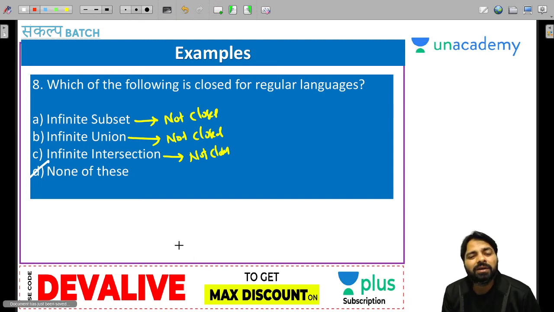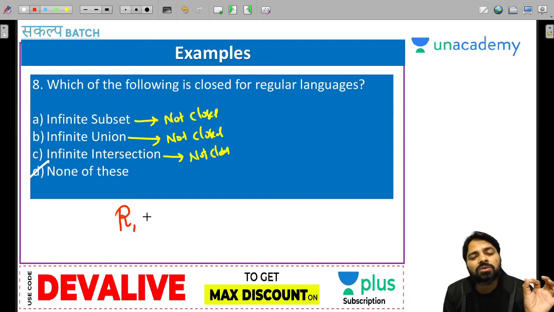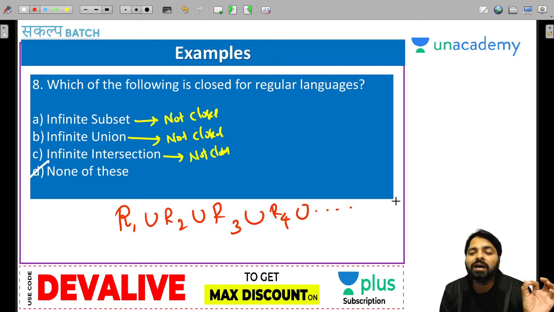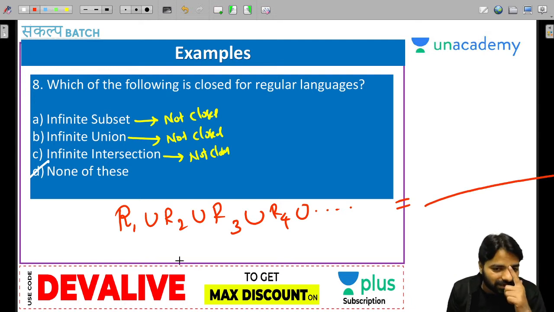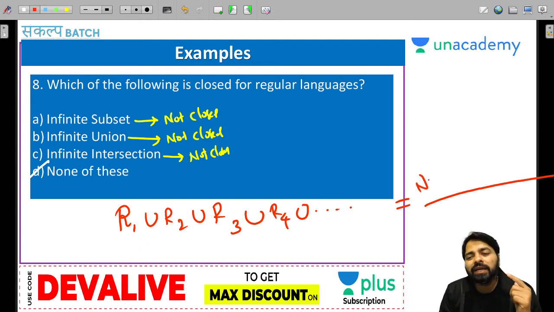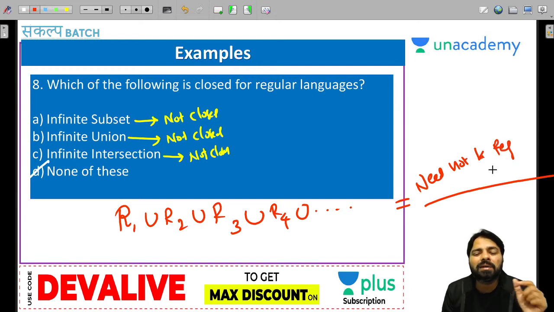Infinite union means you take the union of regular languages infinitely many times. Practically it is impossible, but we are talking theoretically. What is the result? We say the result need not be regular. Why is that? Do you have any example of not regular?